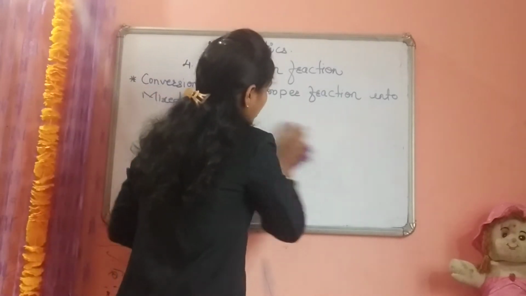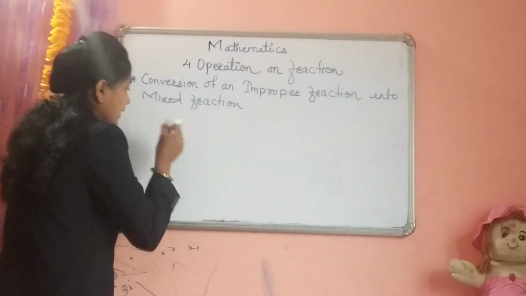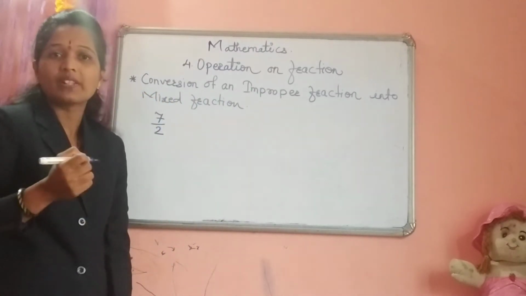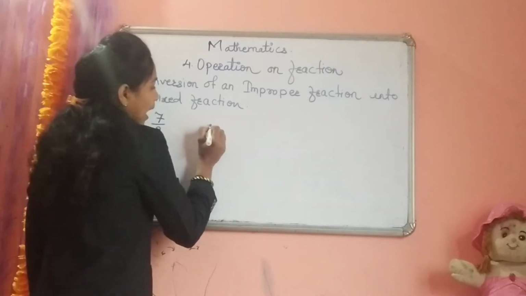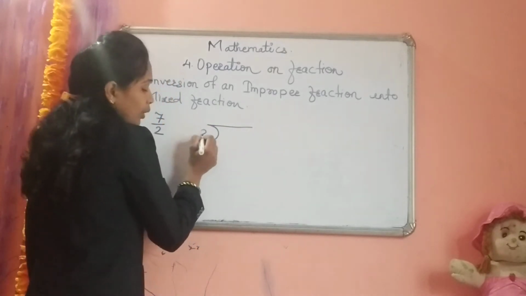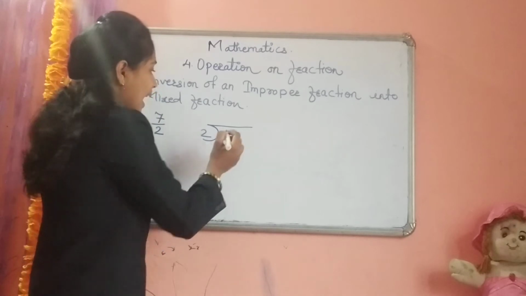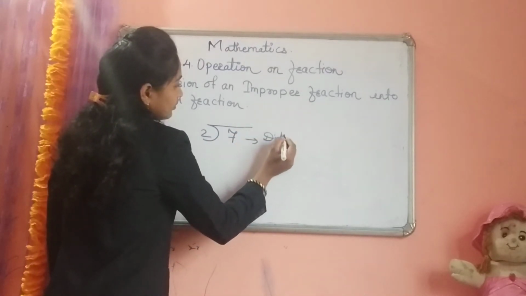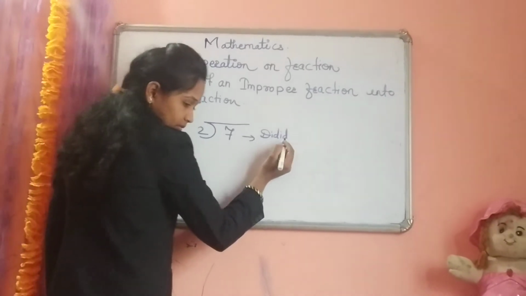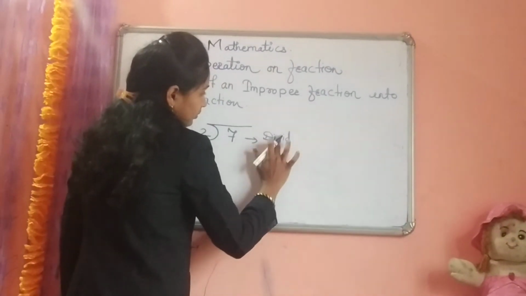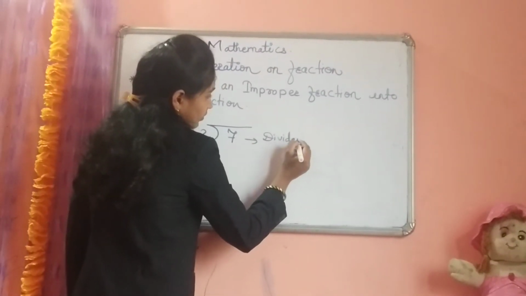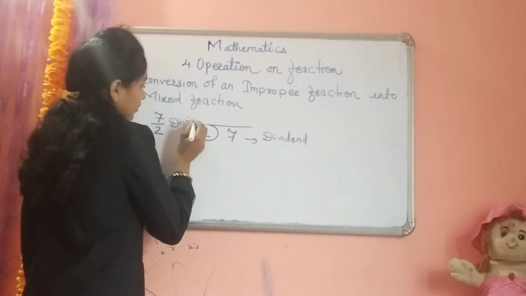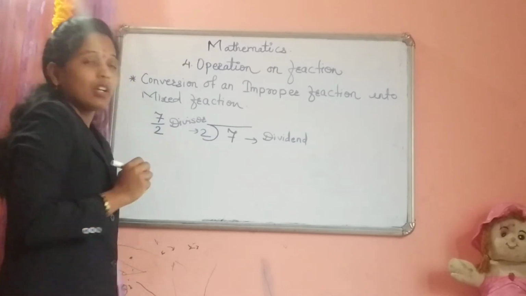Okay, so how to convert the number? Pay attention properly. The first example is given in front of you. 7 by 2 or 7 upon 2. Okay, how to divide the number? We know that 2 is your divisor and 7 is your dividend. Okay, so divide the number.